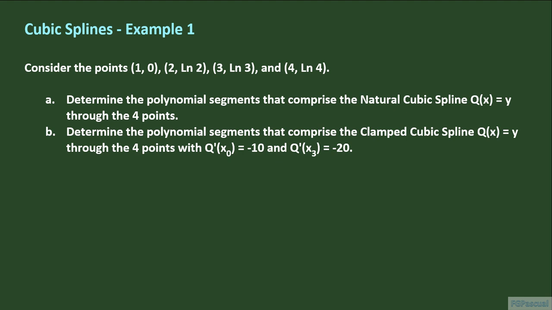In this exercise, we find two cubic spline functions that pass through the points (1, 0), (2, ln 2), (3, ln 3), and (4, ln 4). We will be looking for two cubic splines. The first one is a natural cubic spline through the 4 points. The second one is a clamped cubic spline through the 4 points where the slopes at the endpoints are specified.